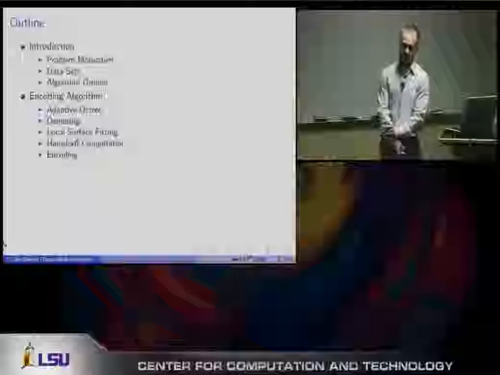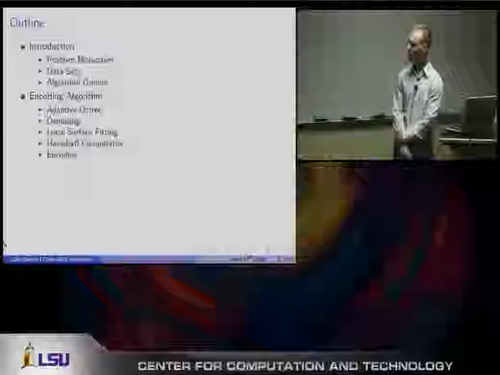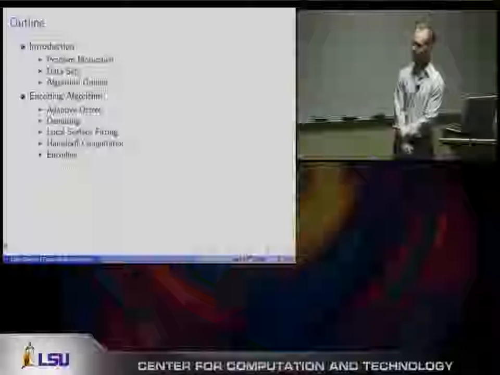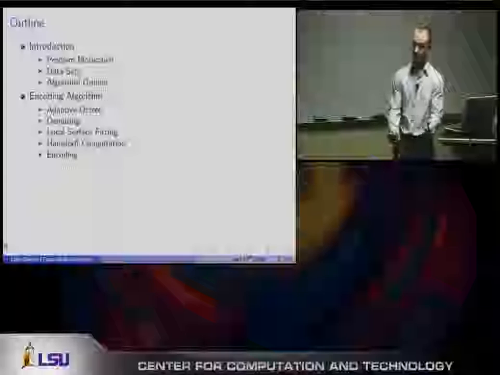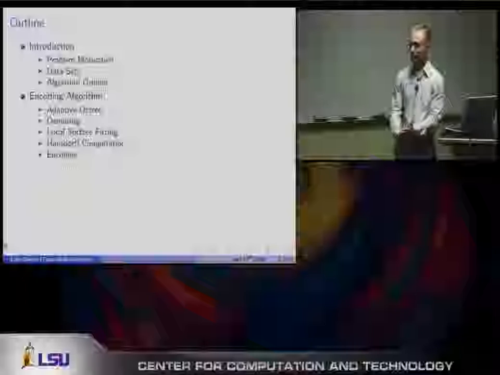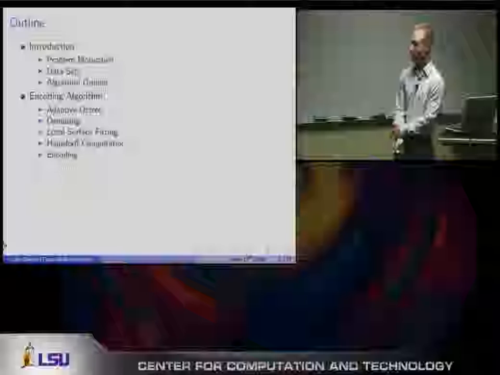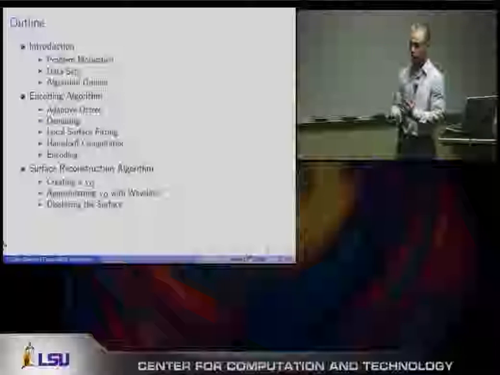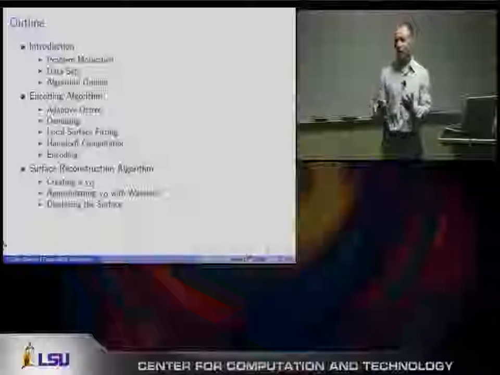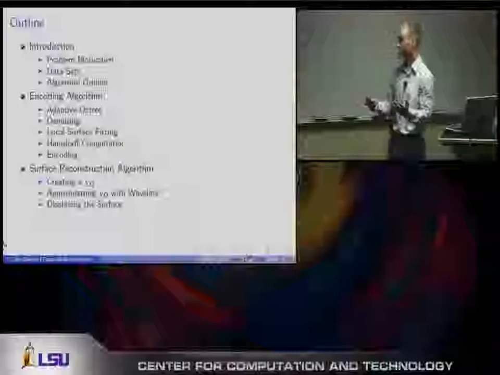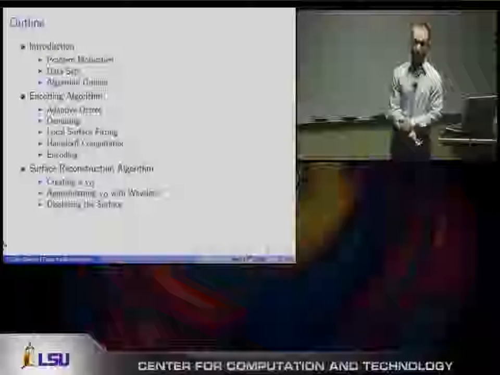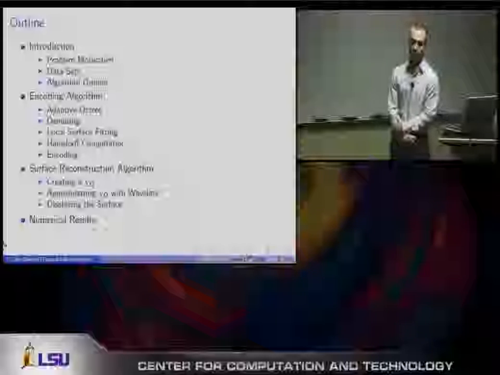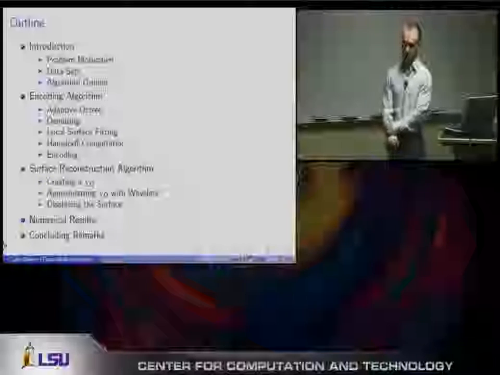We have an adaptive octree for our subdivision, and then we do some local denoising, then fit a local surface to this data. And we have to measure our error in some metric. So we do a Hausdorff computation, which I'll explain a little later, and then we finally encode the surface. Once we have this encoded surface, we need to reconstruct it or draw it. So we need to create a chi of omega. So this is basically our surface. We approximate chi with wavelets to sort of get a smoother feel to it, and then we display it. I'll show some numerical results and, of course, end with some concluding remarks.